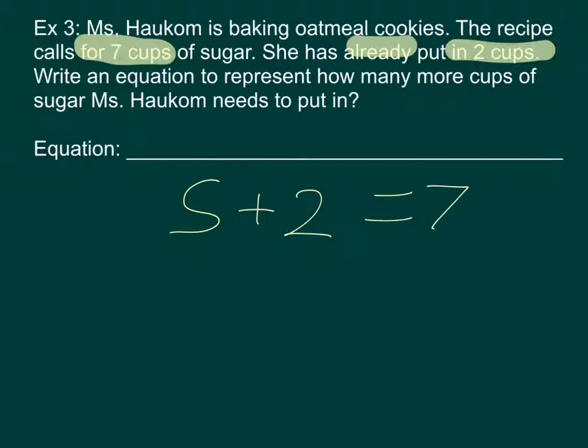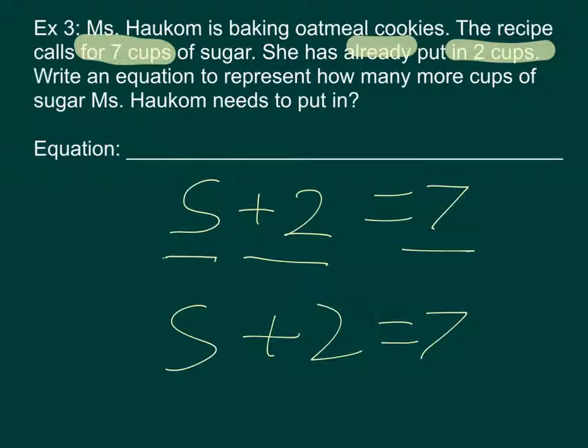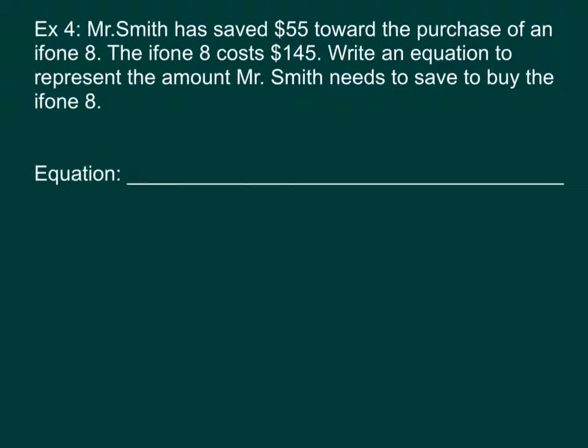Everybody follow that? We need 7 total. We have 2 in. What do we need left? So, formula. S plus 2 equals 7. Comments, questions, opinions? Good.